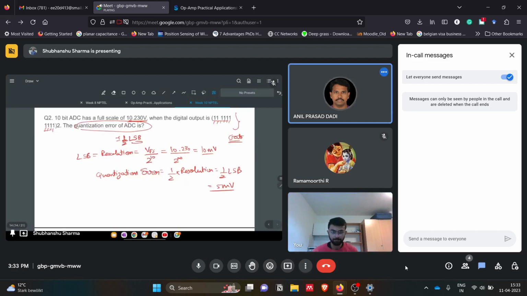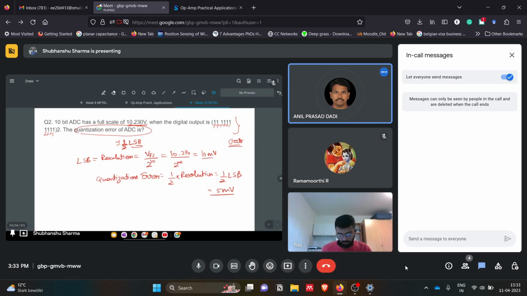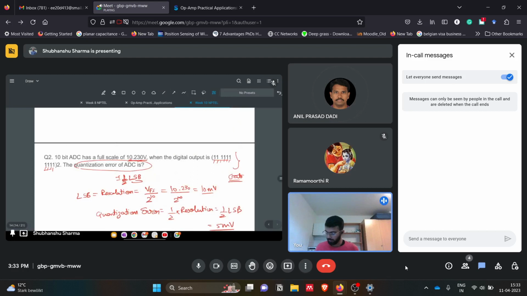Sir, I think I missed out on this quantization error as plus or minus half LSB during the lecture. How do we get that, sir? We simply quantify this quantization error as half of LSB. I'm checking where he taught this.